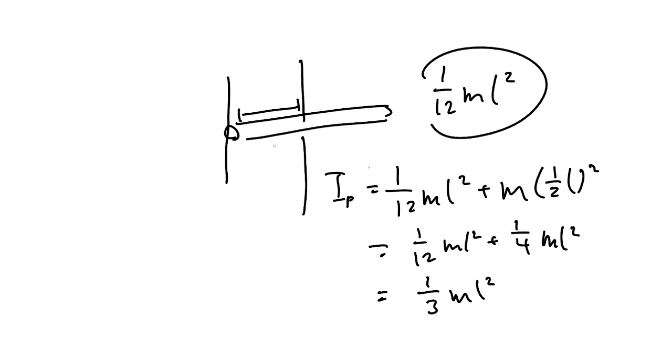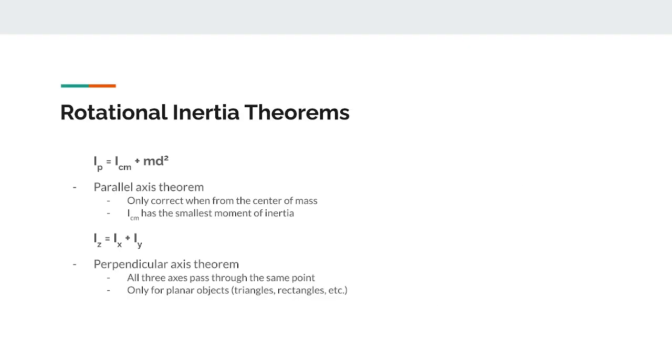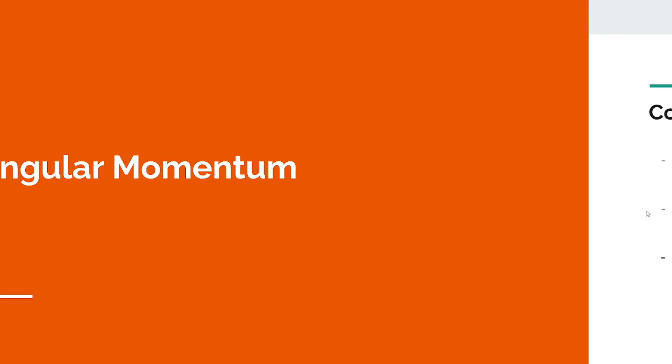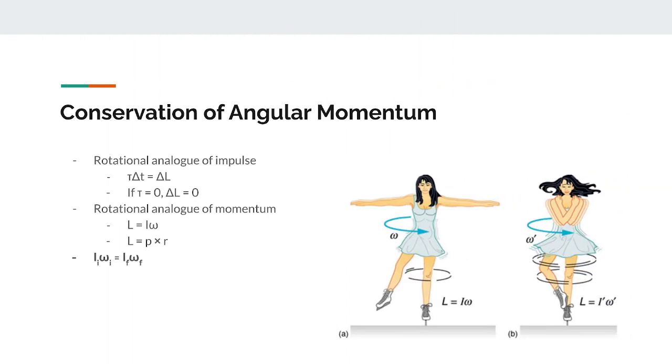And so that's the basics of parallel axis theorem and perpendicular axis theorem. I would strongly recommend that you memorize parallel axis theorem, since it will be very much used throughout the test. All right, moving on, we're going to be talking about angular momentum now. So the first thing is the conservation of angular momentum.